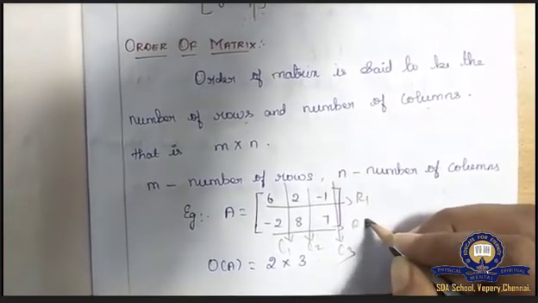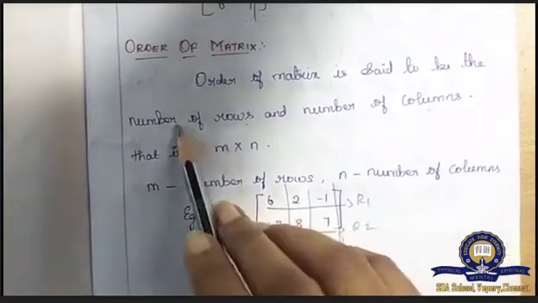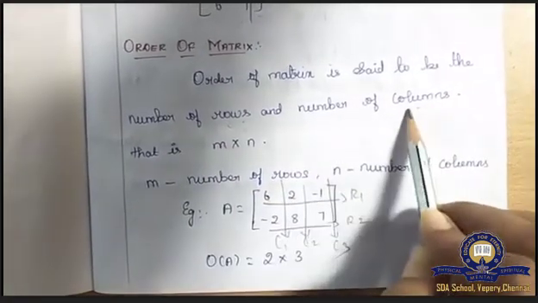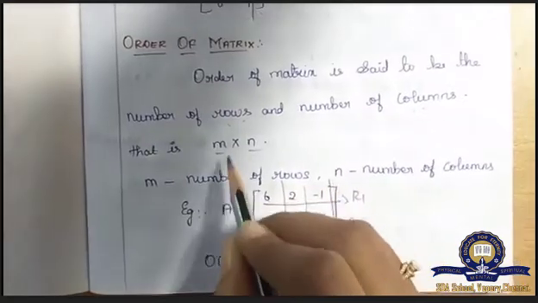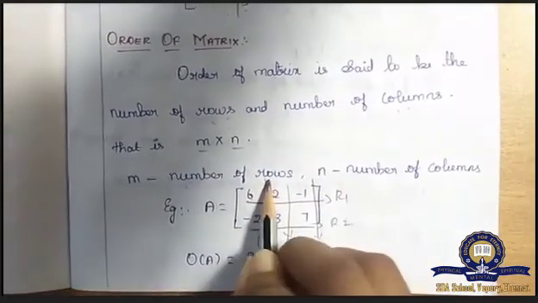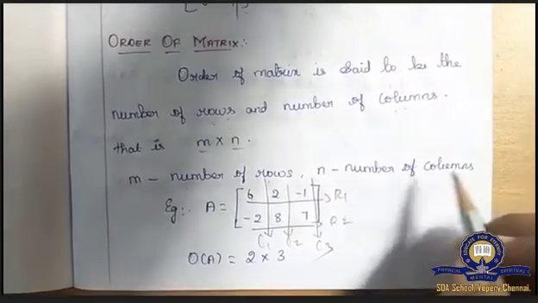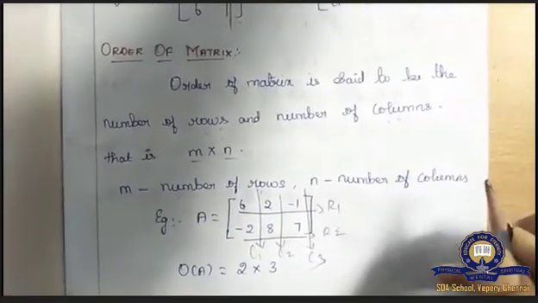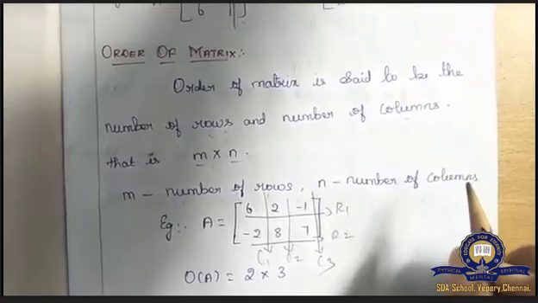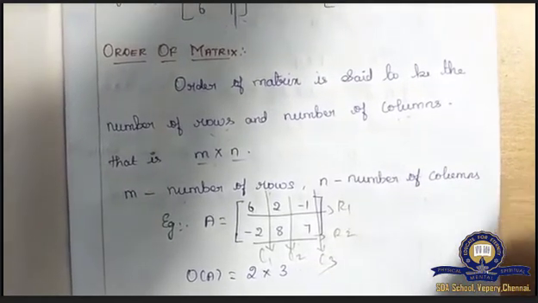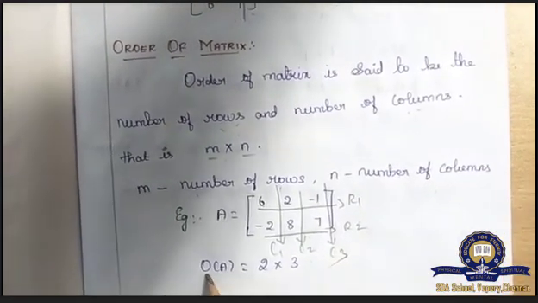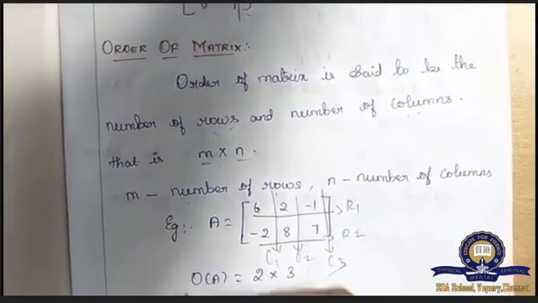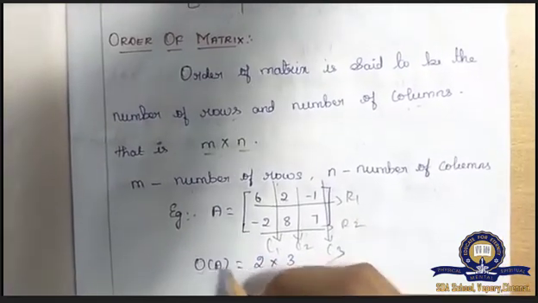Am I right? Now just tell me, order of matrix is nothing but the number of rows and number of columns, that is m and n. What do you mean by m? Number of rows, and n is the number of columns. Remember one thing children, whenever you are writing the order of a matrix, you have to write the number of rows first followed by the number of columns.